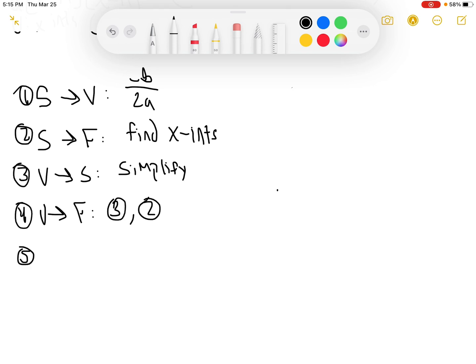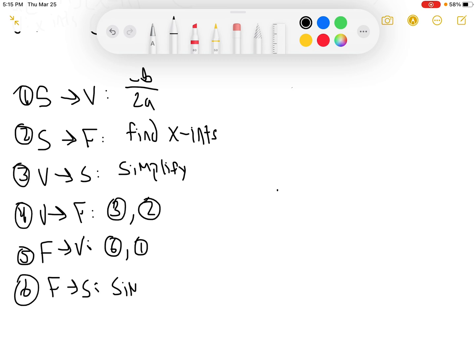So then, if you have to go from factored to vertex, this is another one that's not easy. You have to convert to standard first, which would be step 6. We're going to get to that. And then you would have to do 1. If this one's a pretty easy one, you just simplify. If you want to convert to standard, all you have to do is simplify to where you get a squared.